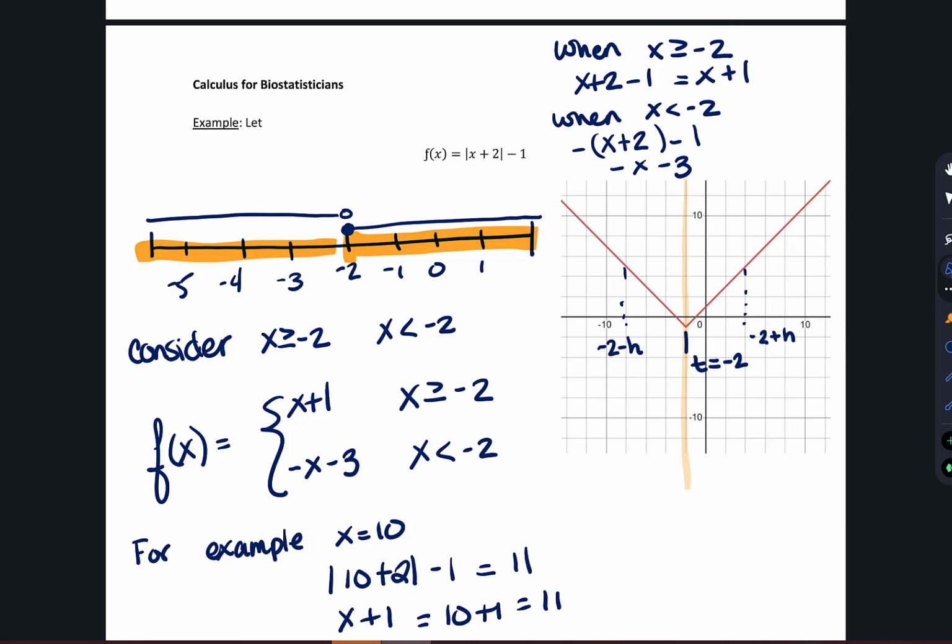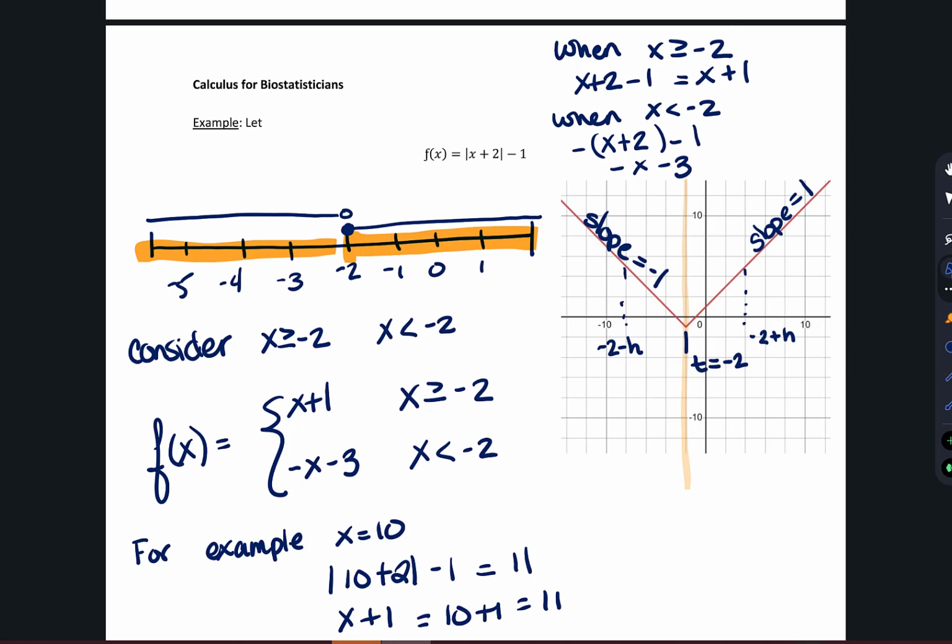Well, notice for this particular line, here we have the slope is equal to 1. And on the other side, we have that the slope is equal to -1. Now here, since we have a linear line, we know that our tangent line is going to fall directly on that line.